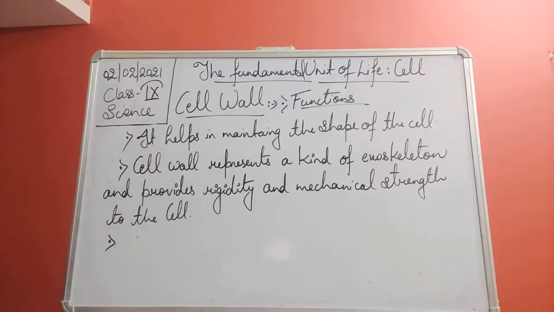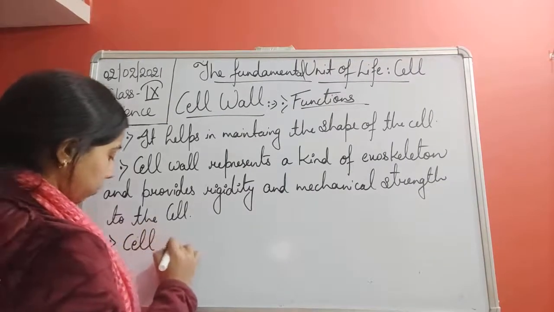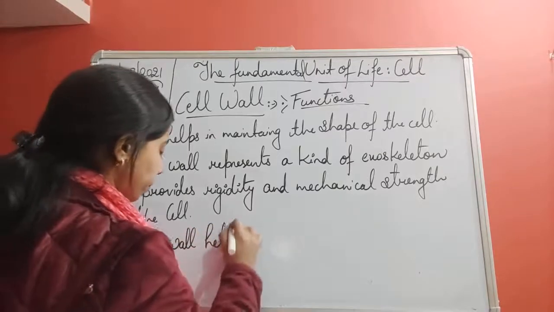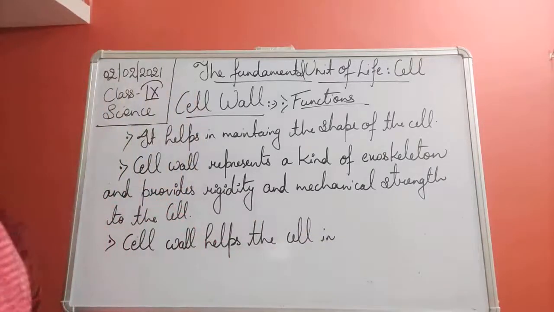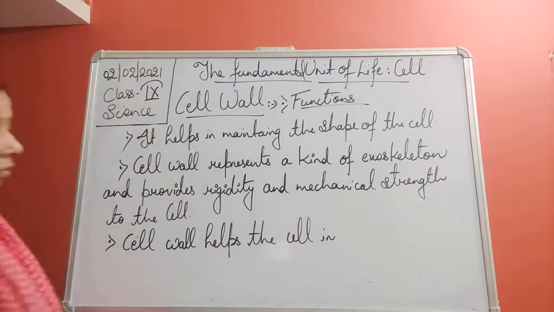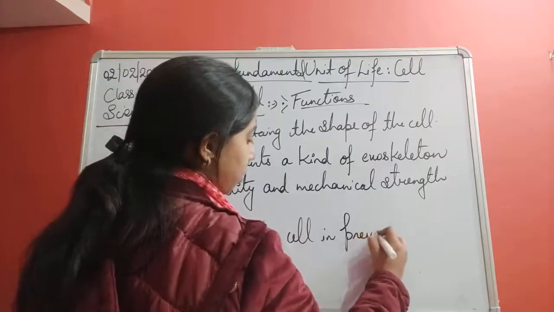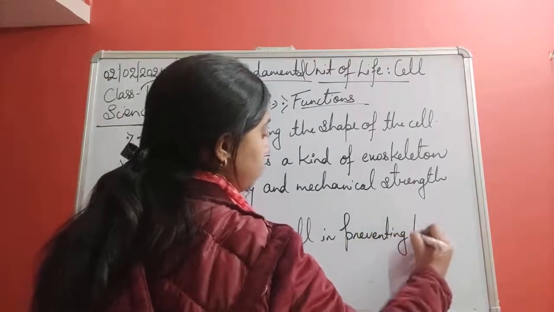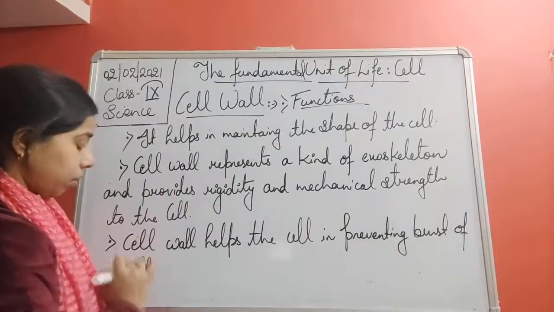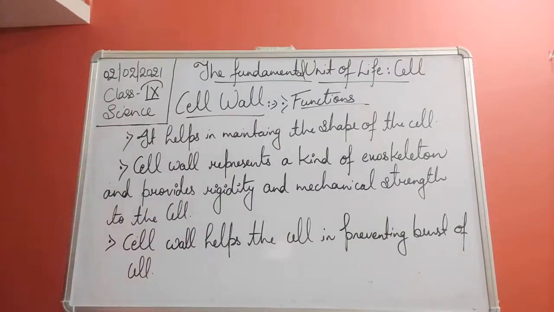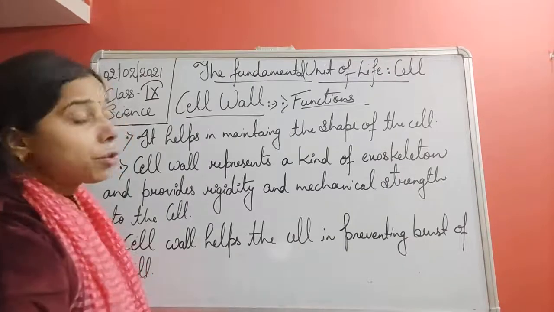Okay, so we can write that the cell wall helps the cell in preventing the burst of the cell. Okay, finally we can say that the cell wall also helps in the absorption of water.